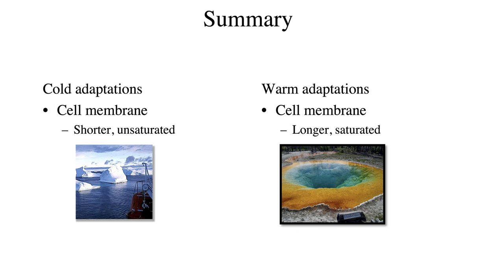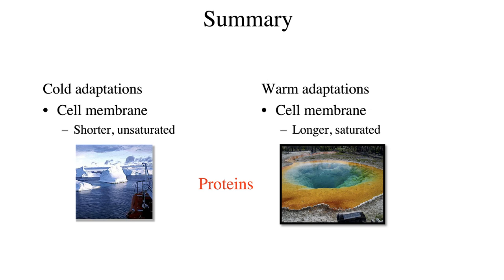Just as a quick summary, for cold adaptations, cell membranes tend to have shorter and unsaturated tails to make the cell membrane more permeable in this colder habitat. Whereas cell membranes in warm habitats, like maybe this hot pool that you're looking at right here, are going to have longer and more saturated fatty acids in the cell membrane to make it less permeable because it's in that hotter environment.